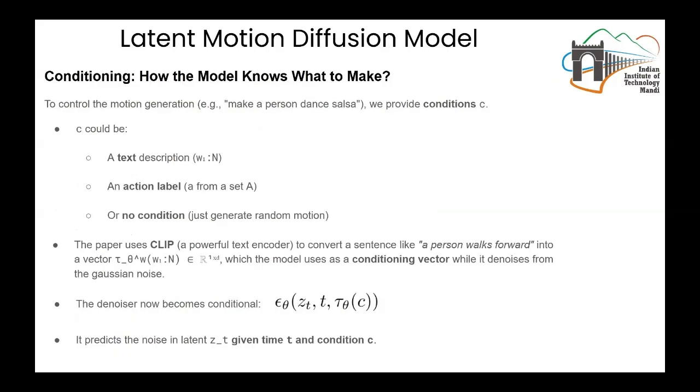So now the question arises: how does the model know what to make from that Gaussian noise? So here we use conditioning C to control what to generate with the diffusion model. In the paper, C could be any text description or action label, and the paper uses a CLIP architecture which converts a sentence into a vector, and the model uses this vector as a conditioning vector to denoise the Gaussian noise. It predicts the latent vector using the time t and condition c.